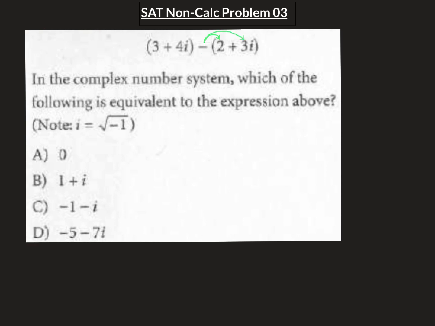So your new expression will become 3 plus 4i plus negative 2 minus 3i. So we'll just get rid of this plus here. So just minus 2 minus 3i. And then that would equate to, we add like terms, so we can add these two, and then we add these two. So then we get 3 minus 2 plus 4i minus 3i. And then we get 1 plus i. And 1 plus i is our final answer, so it's B.